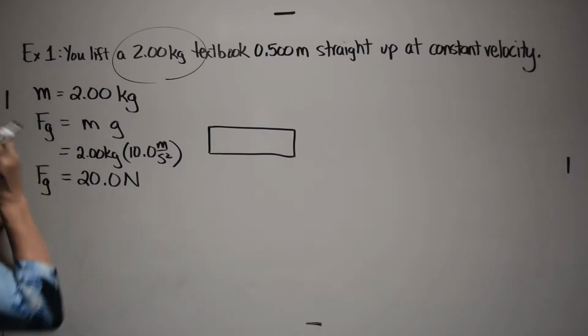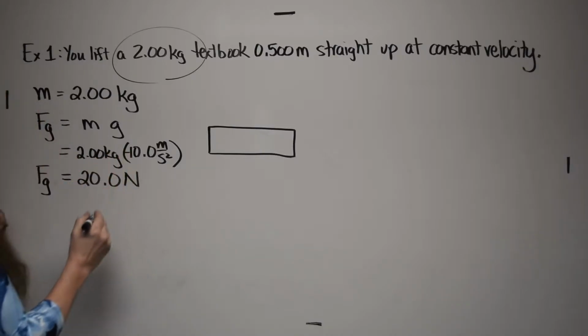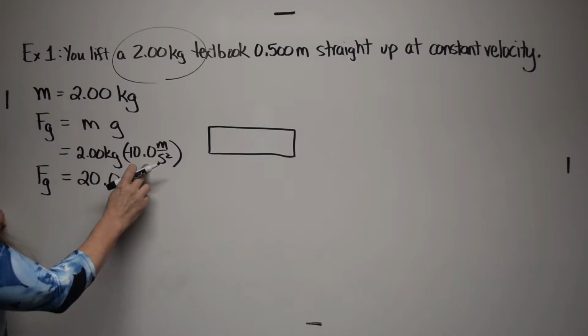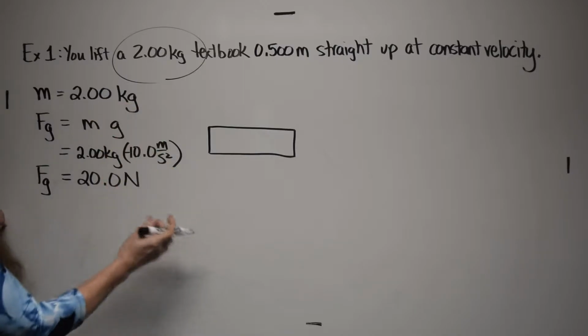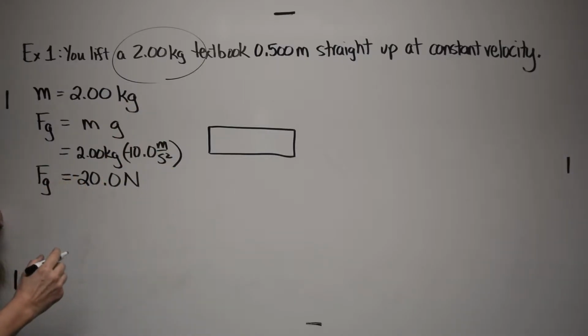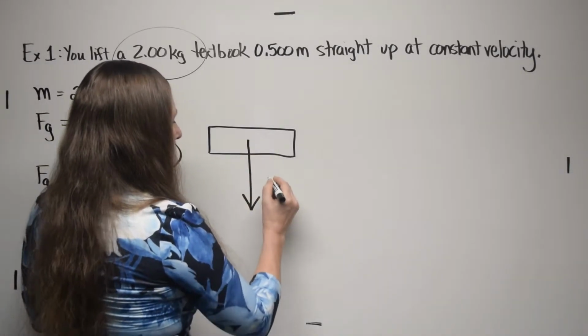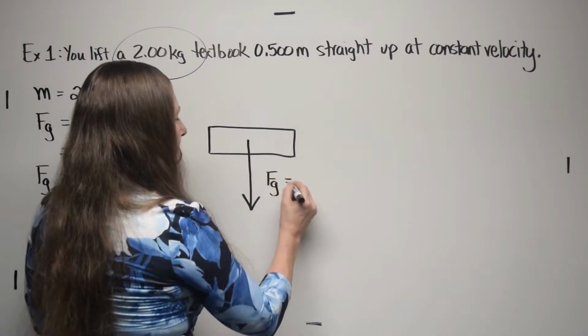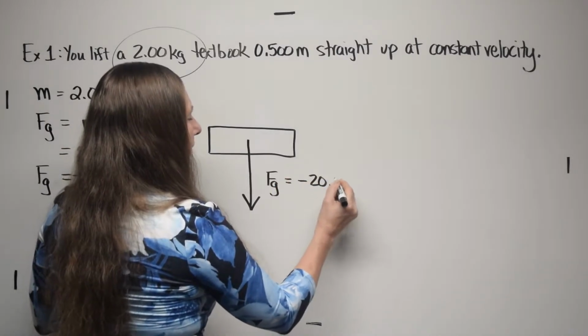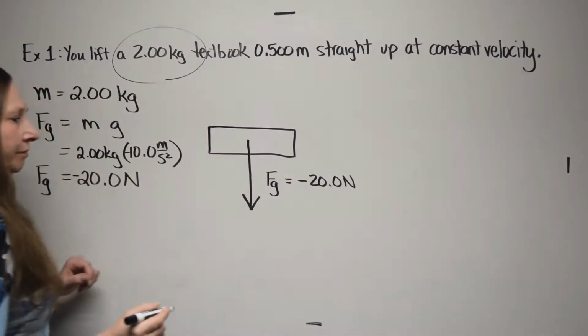Now, sometimes if your teacher wants you to put a negative there for the acceleration due to gravity of the Earth, which is down, then you would put a negative for the weight. All right, the weight is also down. So, straight down, we label the weight of the book, Fg, as negative 20 newtons.